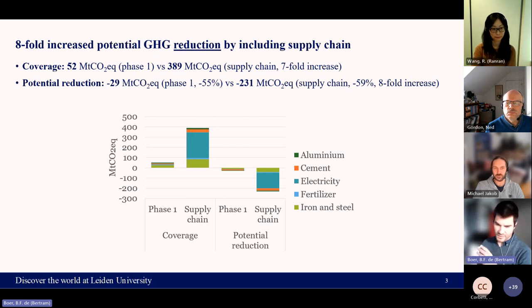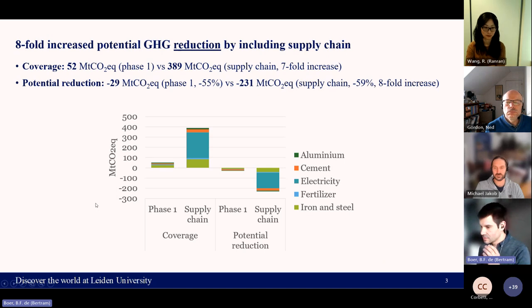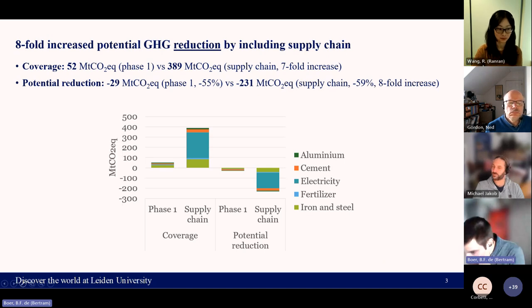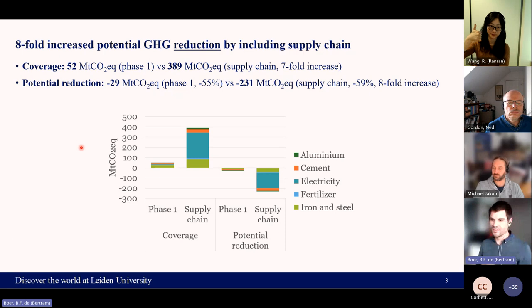These are the results that we have so far. On the left-hand side, you see the coverage of CBAM in both scenarios. On the very left, I'm not sure actually, I can probably turn my pointer into a laser pointer. Yes, can you see my laser pointer? That's beautiful.